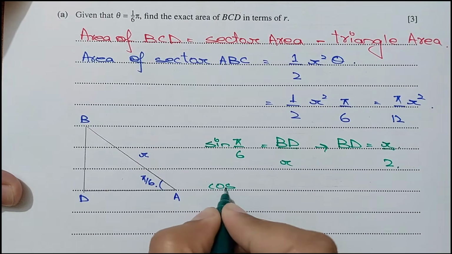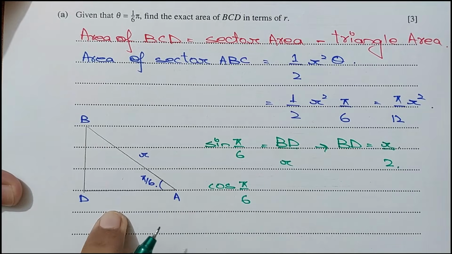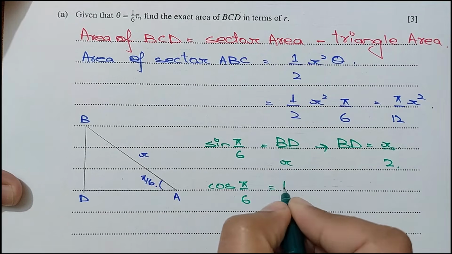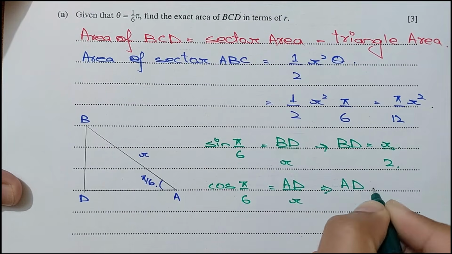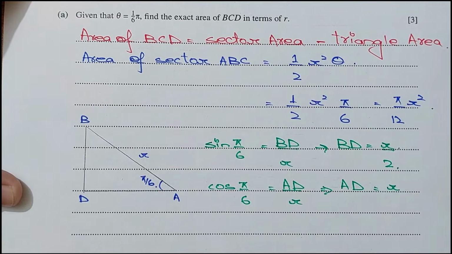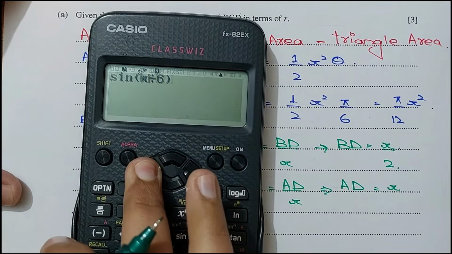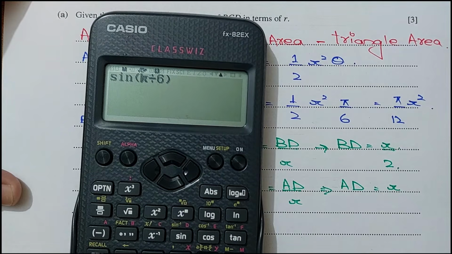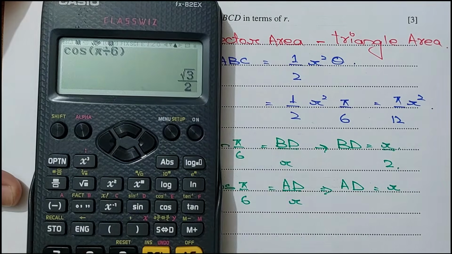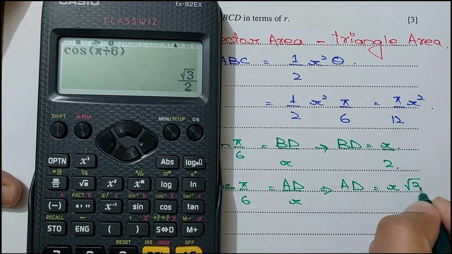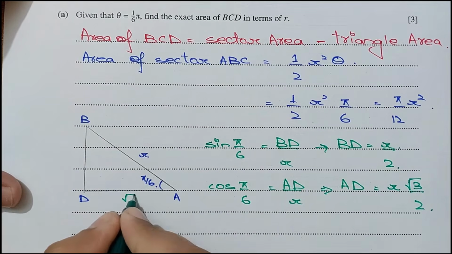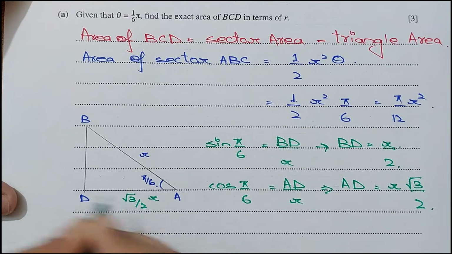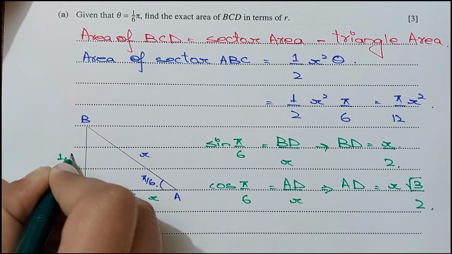Okay, now cos pi by 6. Cos is adjacent over hypotenuse, AD over R. So what is AD? From here AD is R times cos pi by 6. So from here we can say cos pi by 6 is square root of 3 by 2. Square root of 3 divided by 2, right? Now we have all the values. This is square root of 3 by 2 R, and this is 1 by 2 R, right?